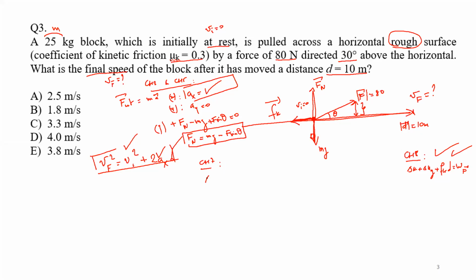So chapter 7, work kinetic energy theorem. Delta K is equal to net work. Delta K, of course, is K final, 1/2 of mv final square, minus K initial, which is 0. So now what is net work? Net work is the work of all external forces. So it will be work of gravitational force plus work of normal force plus work of frictional force plus work of F.